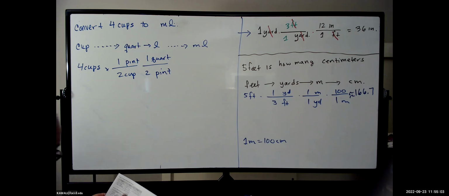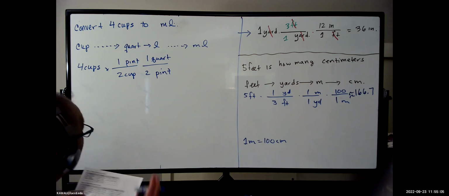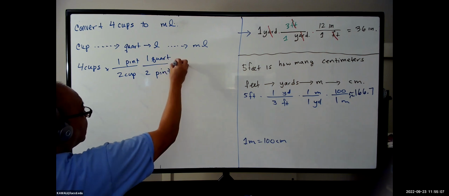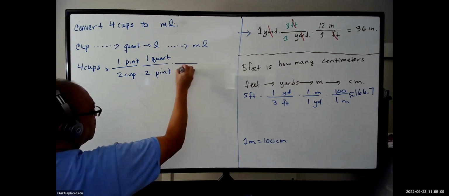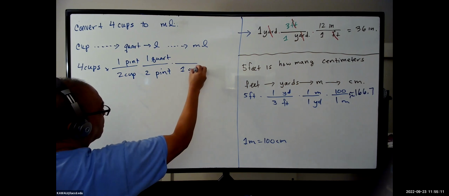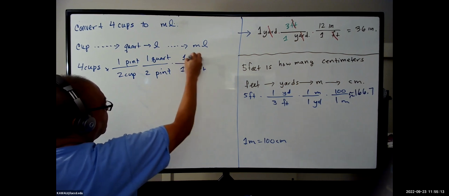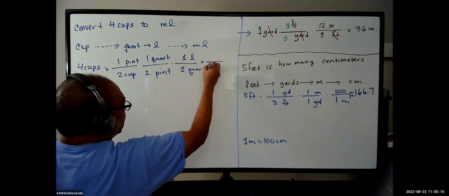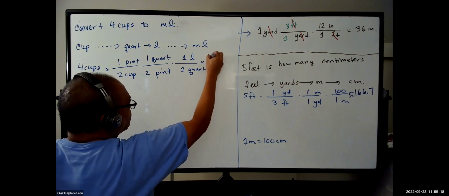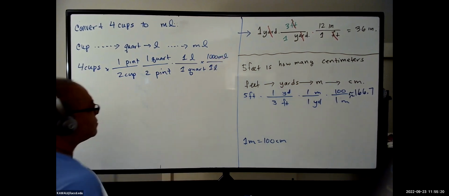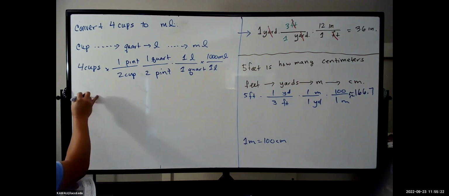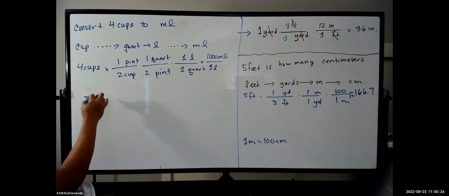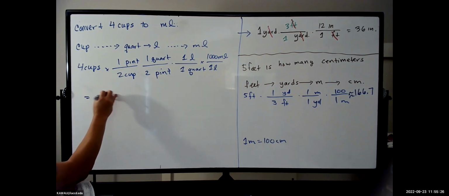Now remember, we said quarts will connect with liters. So 1 quart is equal to 1 liter, and then 1 liter is 1,000 milliliters. So this should be equal to, the 4s will cancel, and I should have 1,000 milliliter.